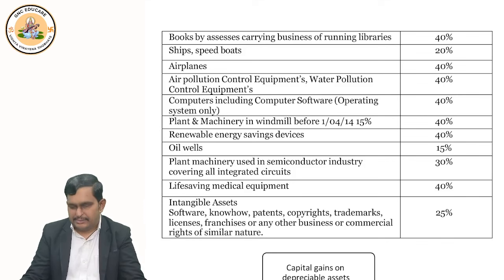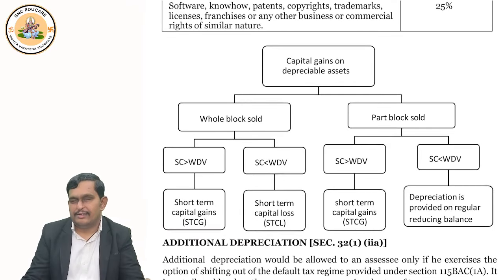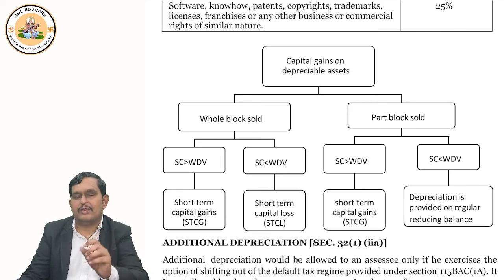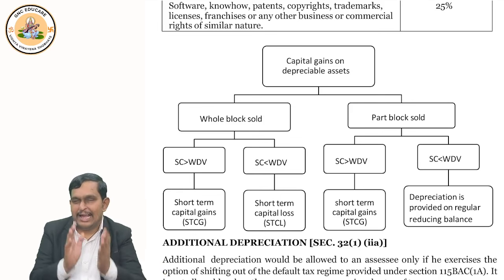Please remember, you sold the entire block. All assets in the block sold. Now if sale consideration is greater than WDV, then it is short-term capital gain. If sale consideration is less than WDV, then it is short-term capital loss. That's how you should remember. Okay. So either this way or that way, either gain or loss, because the entire block is sold. So this way we did.